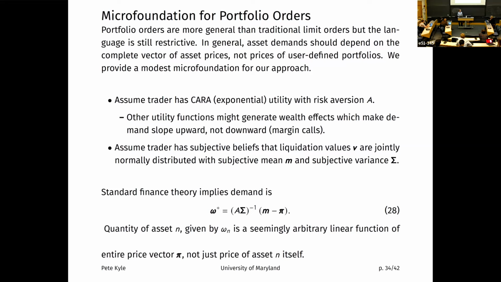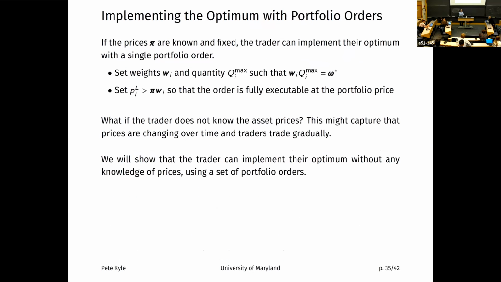The apparent problem here is that the quantities of Google stock that I want to trade seem to be an arbitrary function, going through this inverse of the covariance matrix, of all the other stocks in the market. But we're requiring that the quantity of the portfolio I demand has to be a function of the price of the portfolio itself. So it looks like when we look at equation 28, we're not getting that.